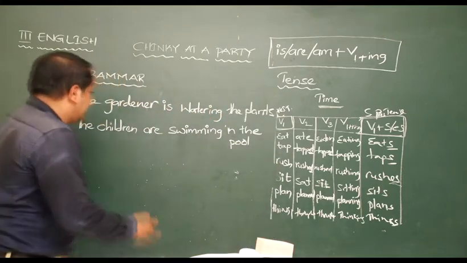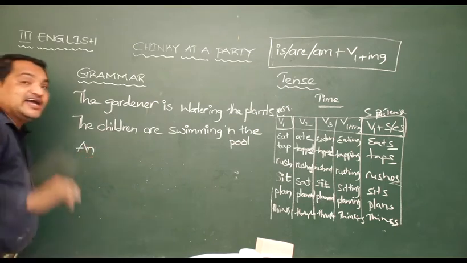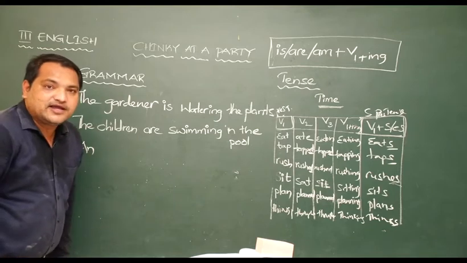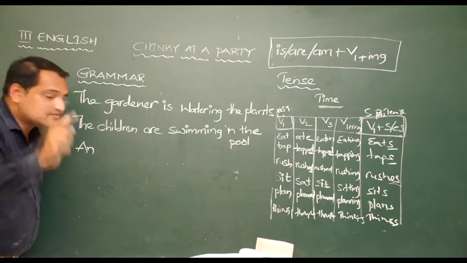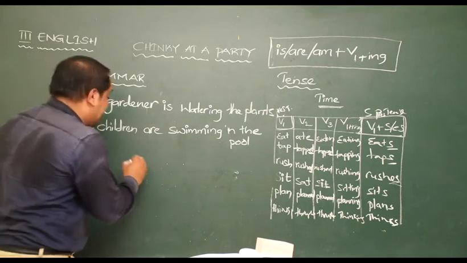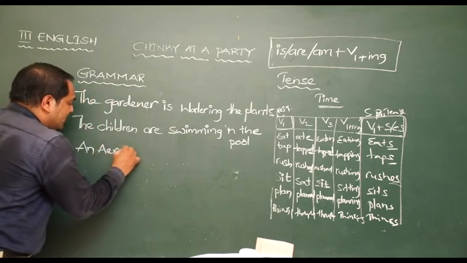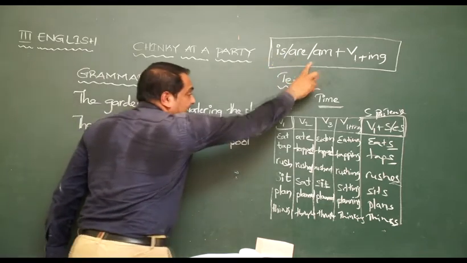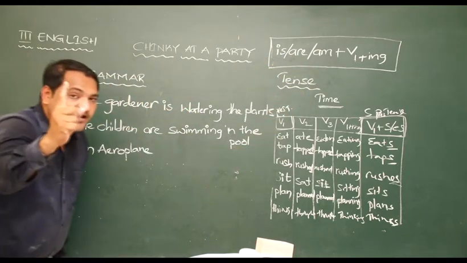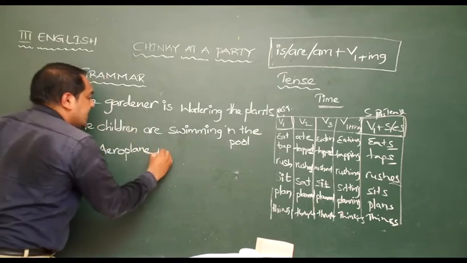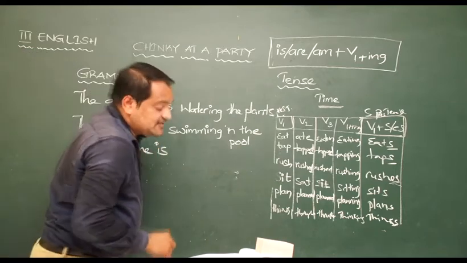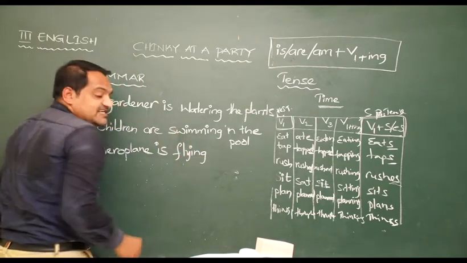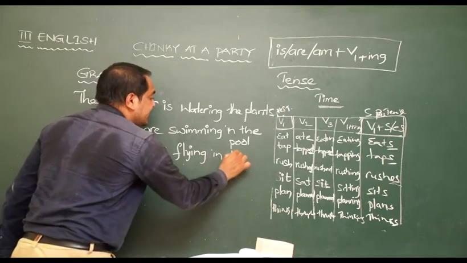Then what's the next one? An aeroplane. An means how many? An elephant, an apple, an umbrella, an orange. An means one. An aeroplane. When one comes, is or am. What should I use? One. Is. And aeroplane is. Flies becomes flying. An aeroplane is flying in the air.